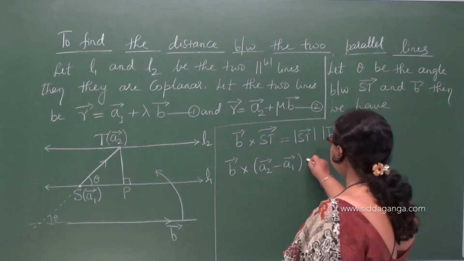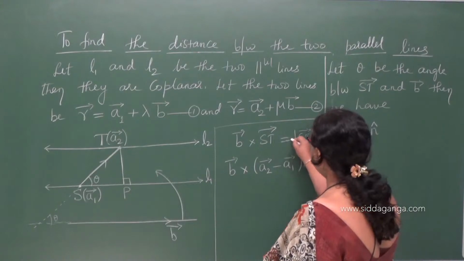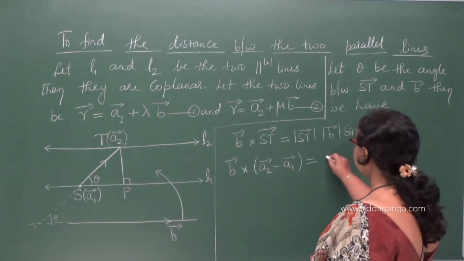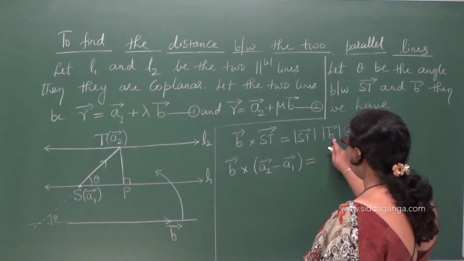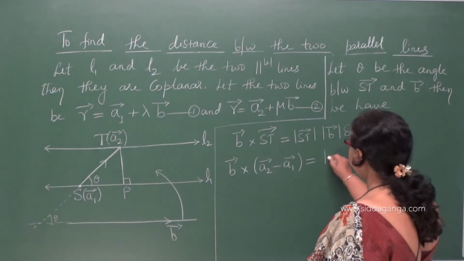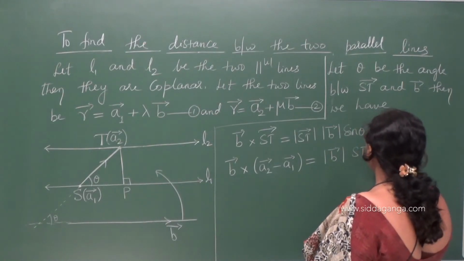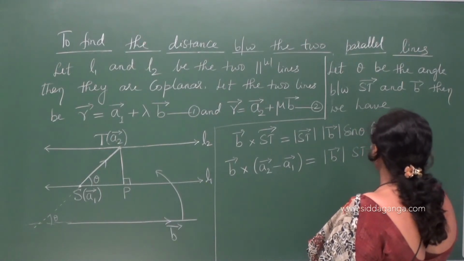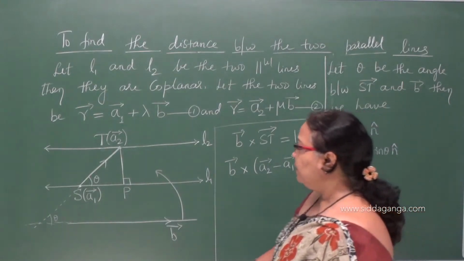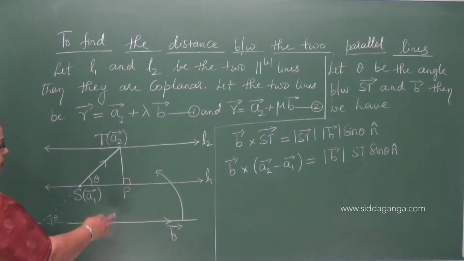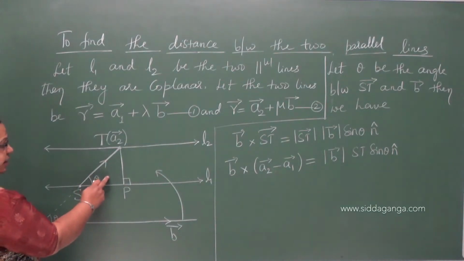So that is equal to, here the magnitude of ST is nothing but only ST, times the magnitude of vector b, so magnitude of vector b, so ST sin theta into n cap. Now this is a right angle triangle.